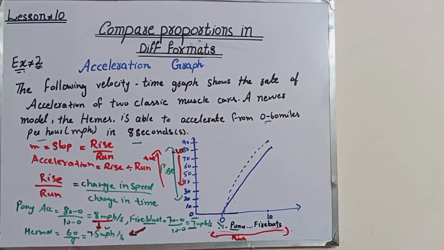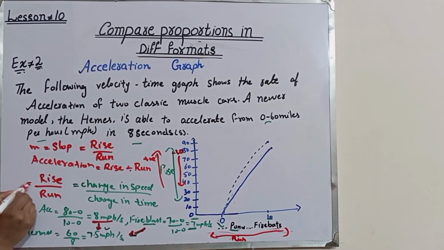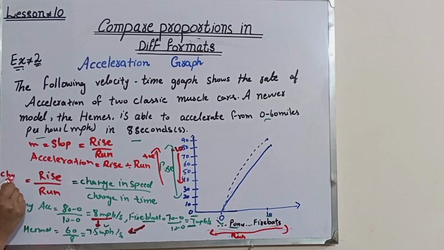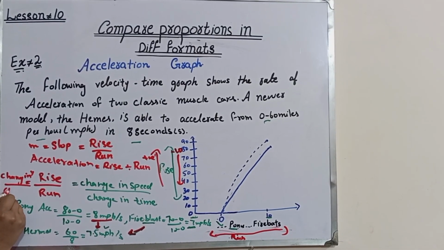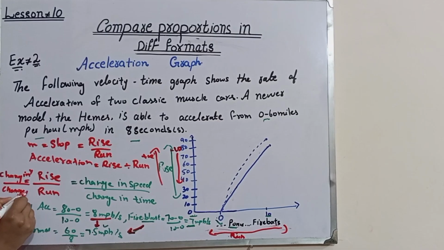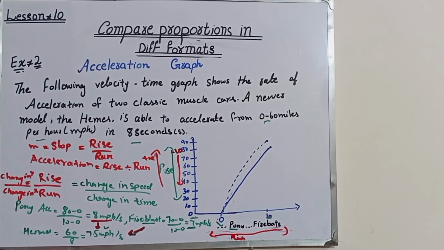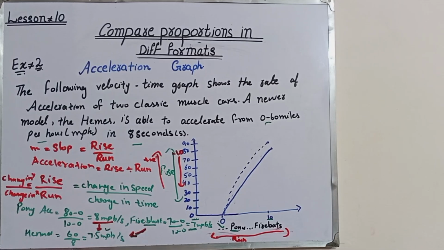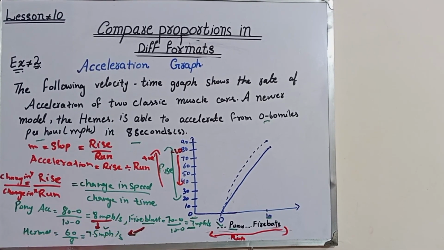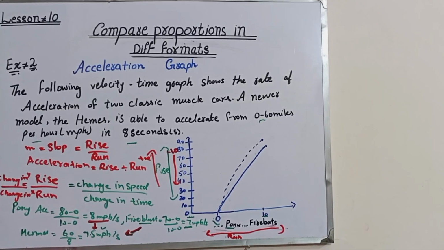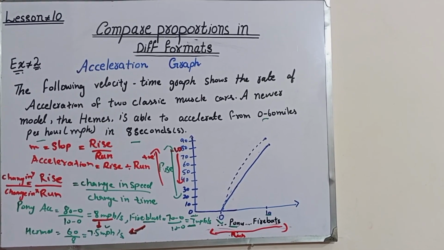Now, slope is always change in y divided by change in x. So in most graphs, the y-axis is the vertical rise and the x-axis is the horizontal run. Today we learned that proportions can appear in different formats. Convert everything into the same format.